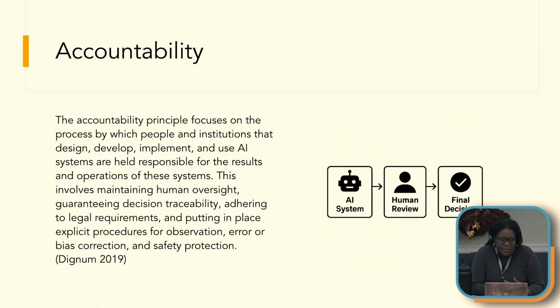And accountability is another principle. Accountability basically focuses on the process by which people and institutions that design, develop, implement, and use AI systems are held responsible for the results and operations of these systems. This involves maintaining human oversight, guaranteeing decision traceability, adhering to legal requirements, and putting in place explicit procedures for observing error or bias correction and safety protection. And I have a little graphic here.